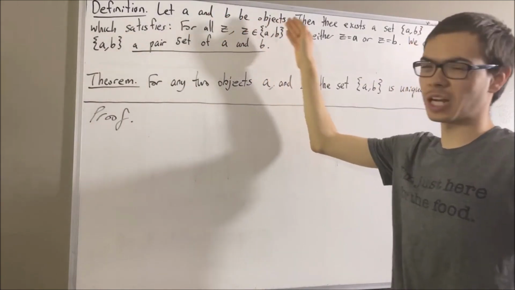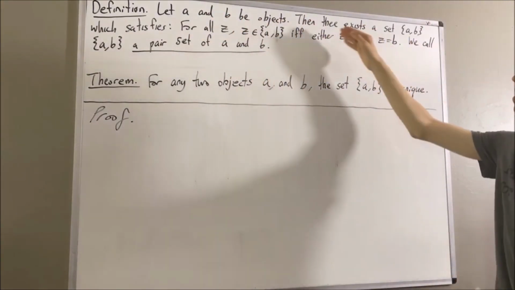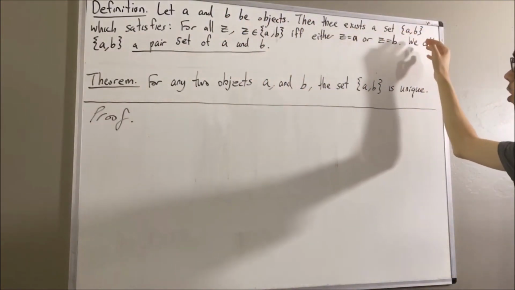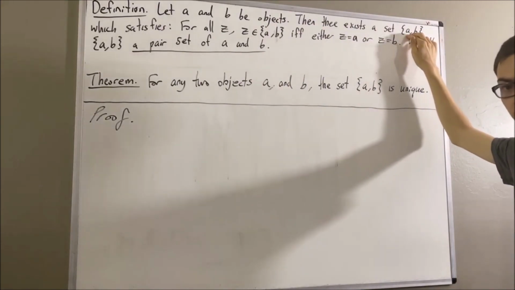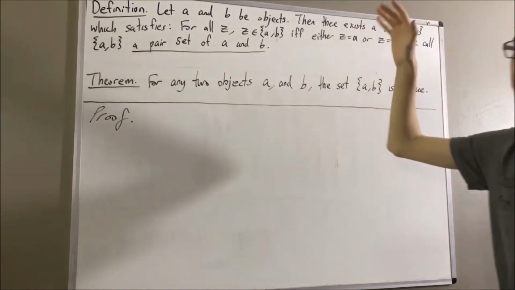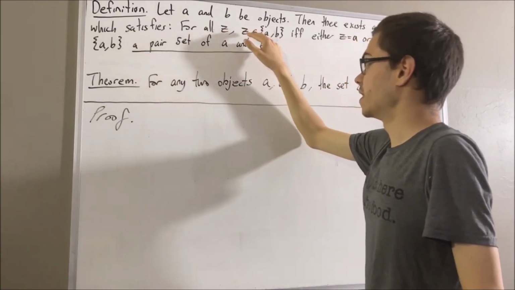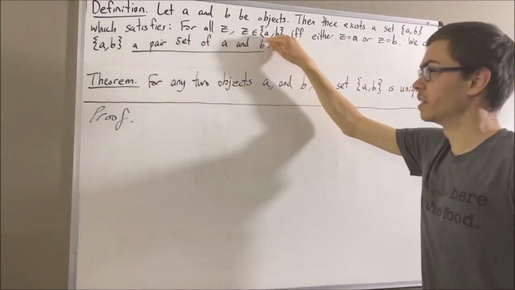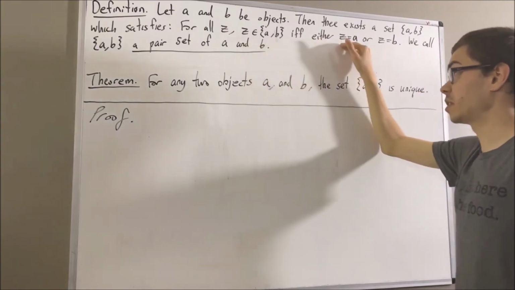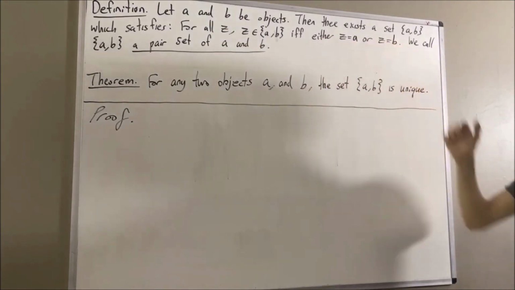Let A and B be objects. Then there exists a set, which we call a pair set of A and B, which satisfies the following statement. For all objects Z, Z is an element of our pair set if and only if either Z is equal to A or Z is equal to B.